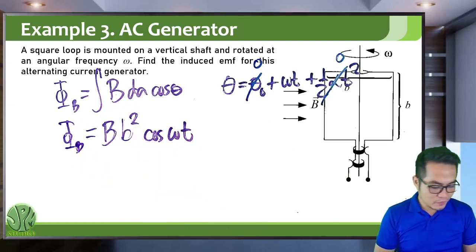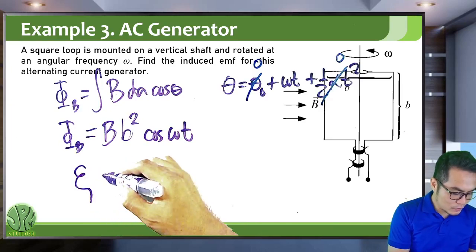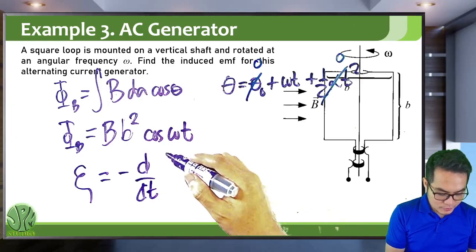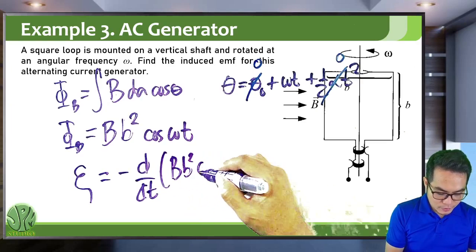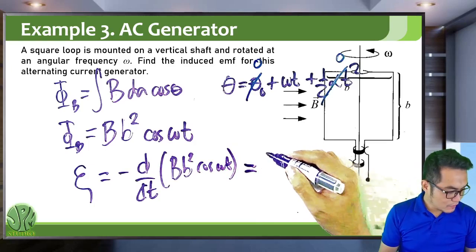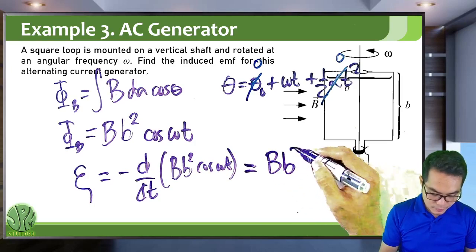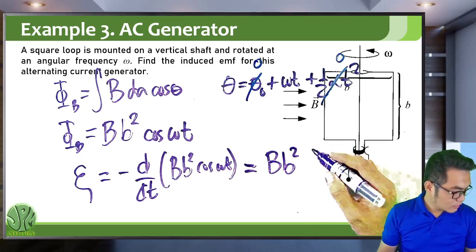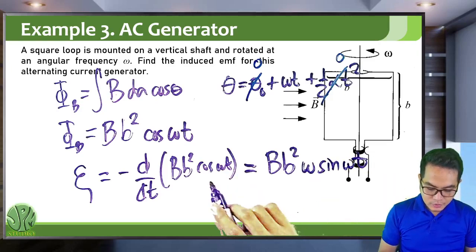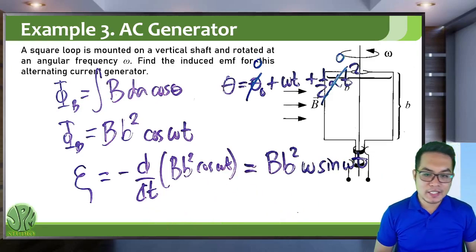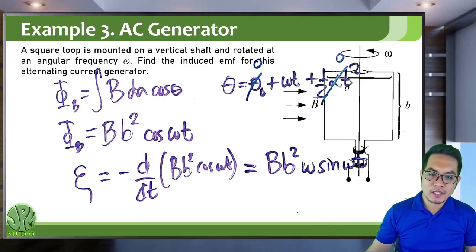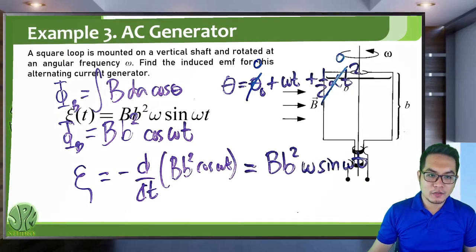So we take the derivative of the flux with respect to time to solve for the induced EMF. Basically you have B b² cosine ωt, and you will get positive B b² ω sine ωt. The derivative of cosine ωt with respect to t is negative sine ωt times ω. So this is now the induced EMF.